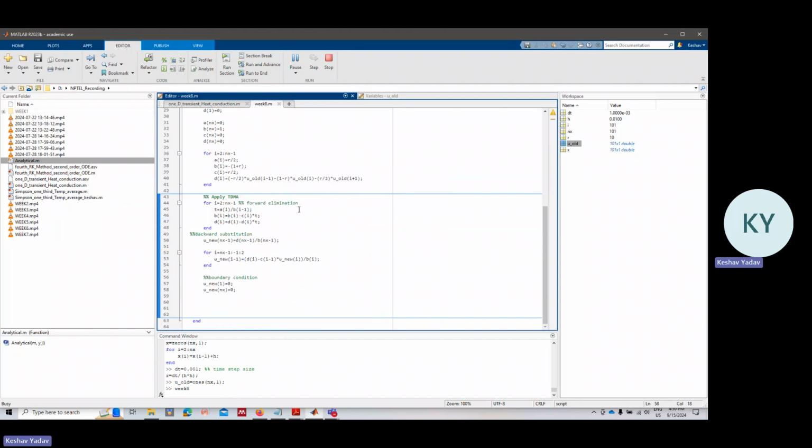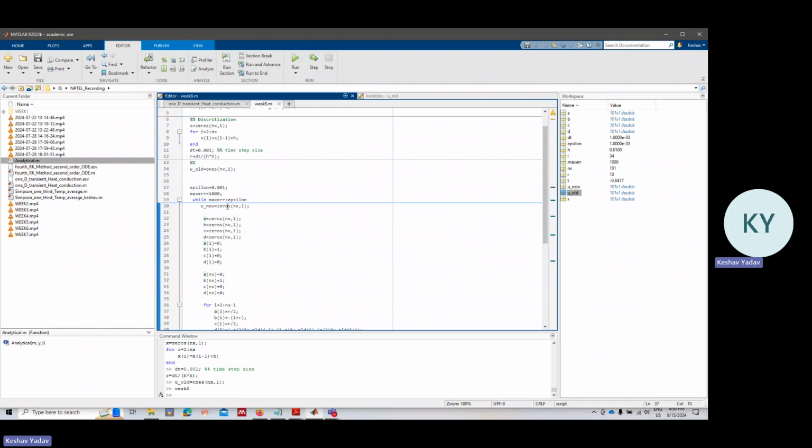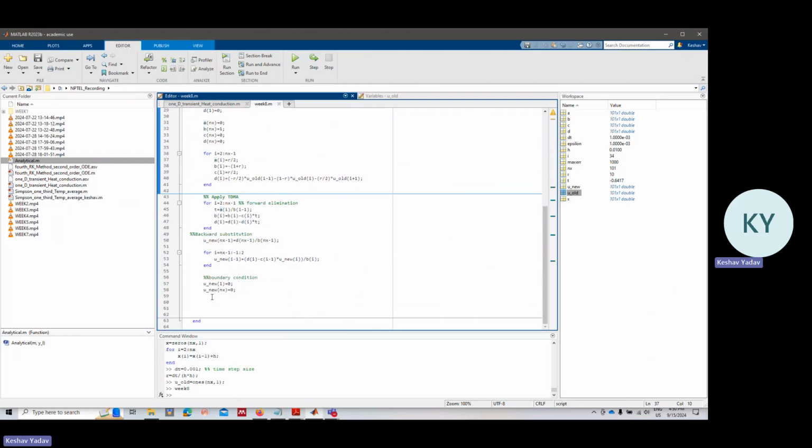Why is it taking so much time? Okay, so I haven't put the condition. So let me put the condition in the while loop. Then after doing all the things, what I will do? My u old will be what? u old will be u new. And before doing that, I need to find out the maximum error.